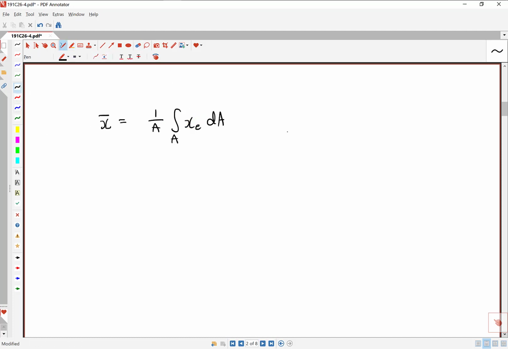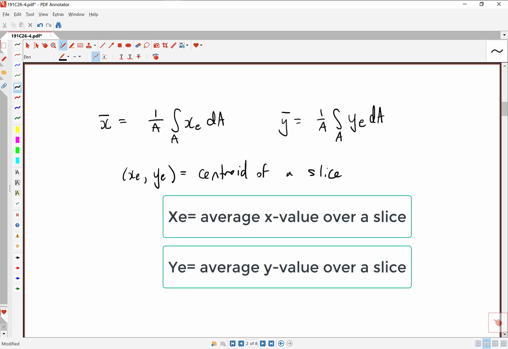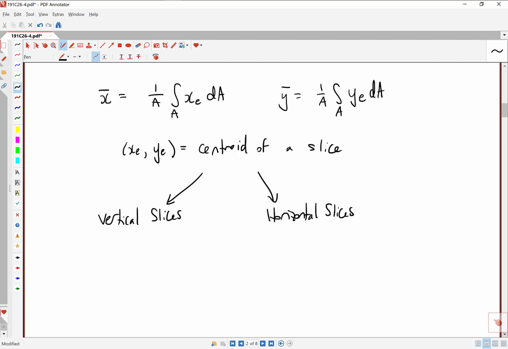We'll talk a bit more about this x sub e in a minute. Similar formula for y bar. Y bar is going to be 1 over the area times the integral over A of y sub e times dA. So in order to make sense of these formulas, we have to understand what x sub e and y sub e represent. They represent the centroid of a slice. Depending on the problem, we may choose to use vertical slices or horizontal slices. So let's break this down into 2 cases and figure out what x sub e and y sub e look like in each case.